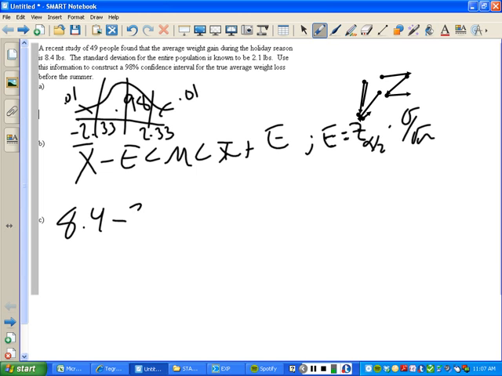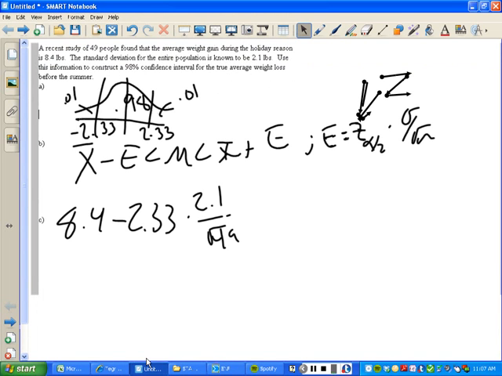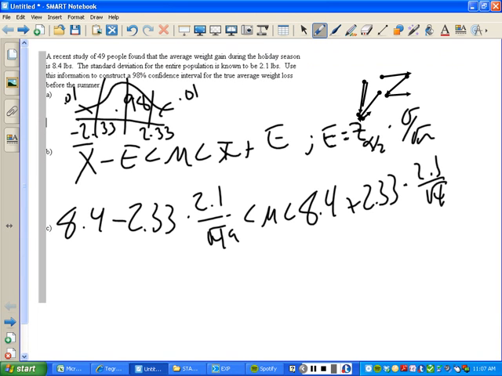So 8.4 minus 2.33 times sigma, which is 2.1, over the square root of 49. Now in doing this, we can use our calculator. Well, we'll go back to it, type in the other side first. It is less than mu, which is less than 8.4 plus 2.33 times 2.1 over the square root of 49. Now, with that being said, we will go to our calculator super fast.